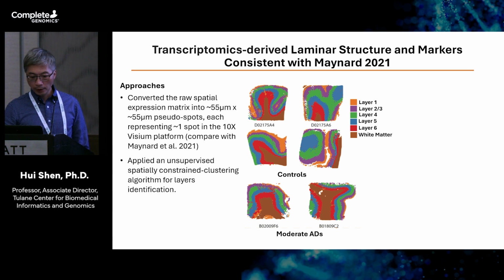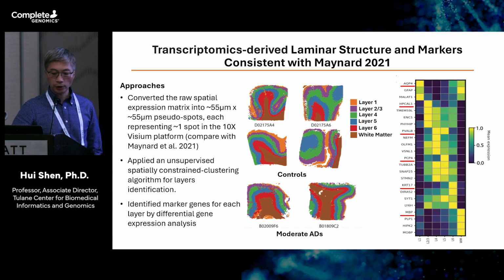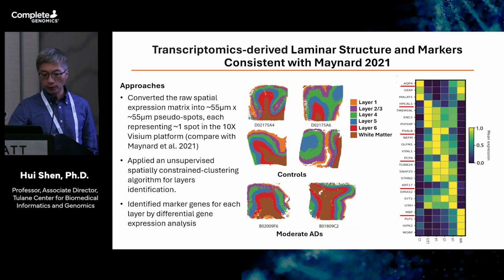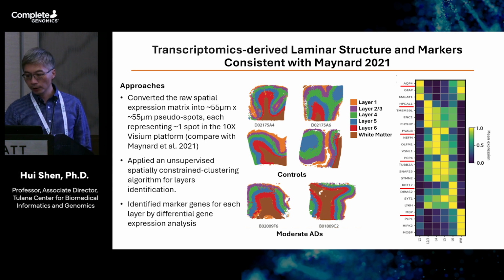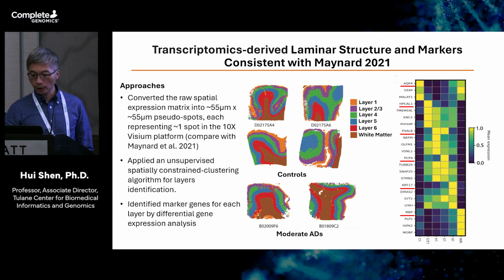And next, we basically performed the differential gene expression analysis between different layers to identify specific markers for each layer. And this heat map here shows some of the marker genes we identified, and some of the marker genes we highlighted here actually match with the marker genes identified by Maynard. In addition to those prior known marker genes, we also identified some novel marker genes for those layers too.